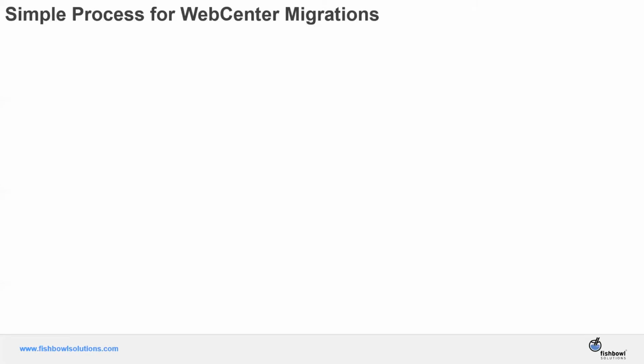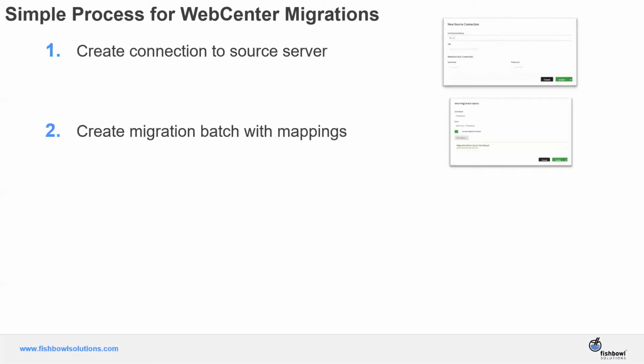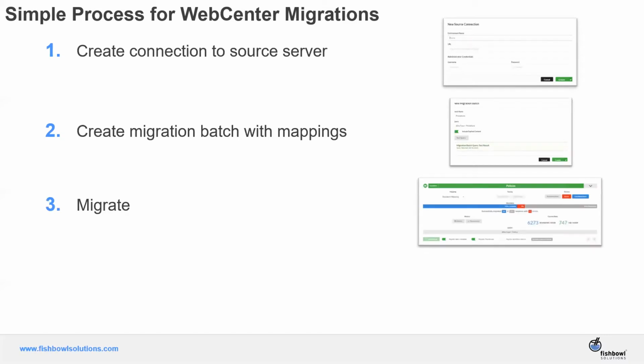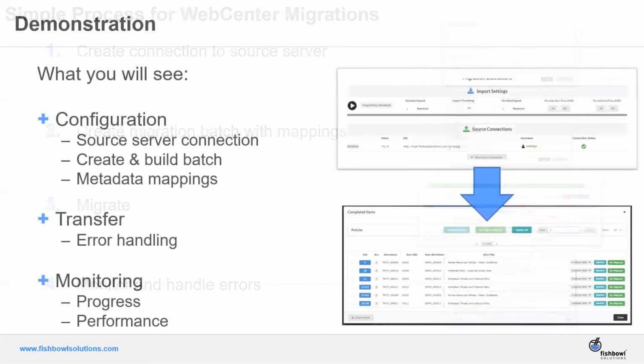So the process for migration with the migration tool looks something like this. First, you create a connection to your source server by simply providing the URL and some administrator credentials. You then create a migration batch based on metadata criteria, and you configure your metadata mappings. Then you kick off the migration. Then you can monitor it and handle any errors that appear.